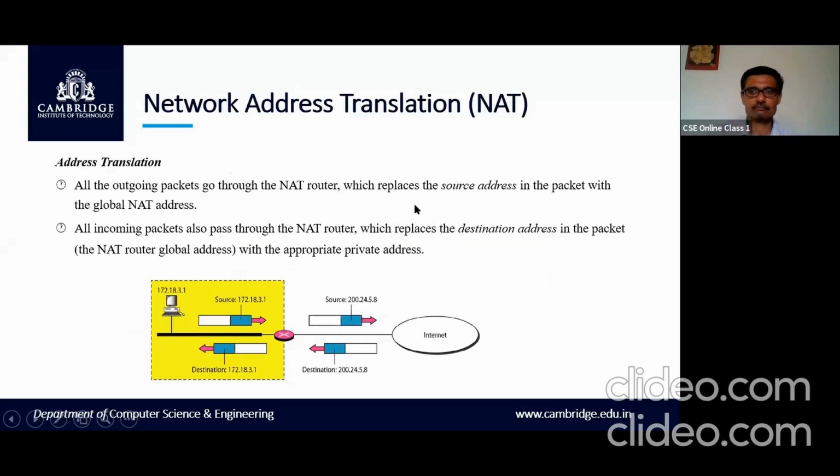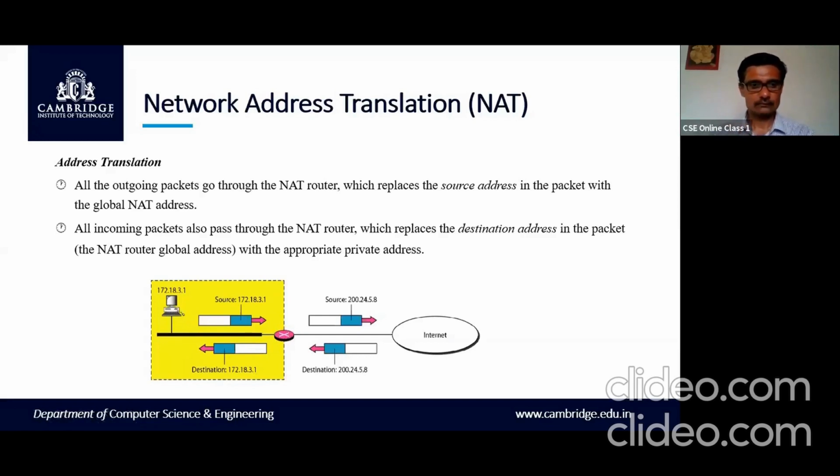Similarly, the other way, all incoming packets also pass through the NAT router, which replaces the destination address in the packet. Like you see, this is a packet which is coming from the internet to the NAT router. This is treated as the destination, but the NAT router replaces 200.24.5.8 with 172.18.3.1. This is the private address within the network. So this is how the NAT router replaces the addresses in order to solve these problems.